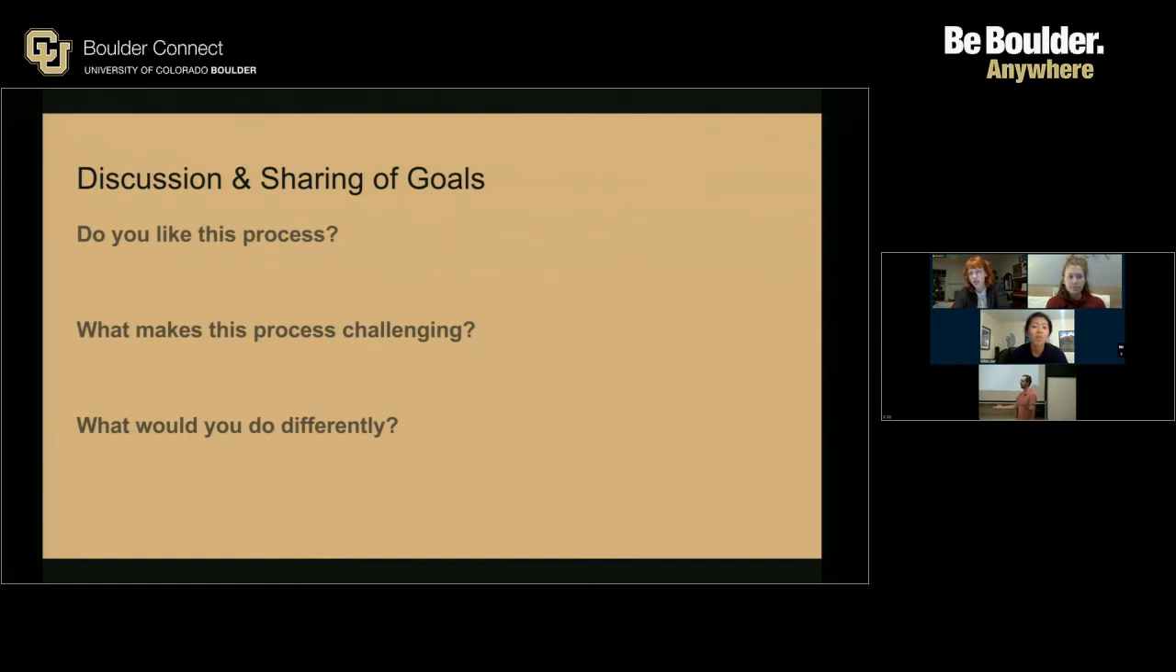Or so, actually, let's frame it this way. Instead of, do you like this process, what did you find challenging about this process? What was frustrating about it?